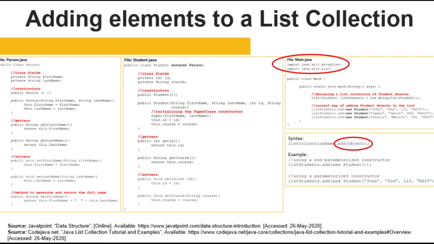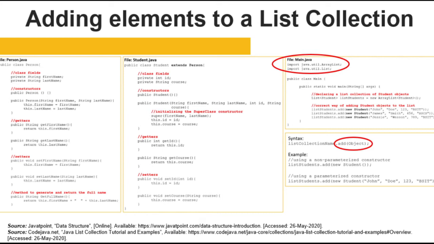In Main.java, notice that we imported two libraries, the ArrayList and the List libraries. This is to avoid errors in using the list collection in our program. It is a requirement that you include the said libraries in every class file you will be writing as long as you will be using the list collection inside this class.